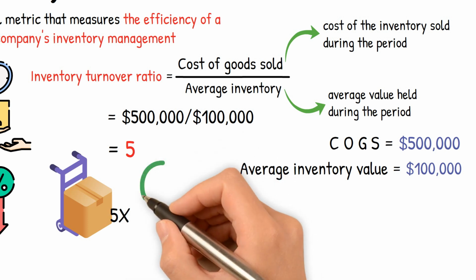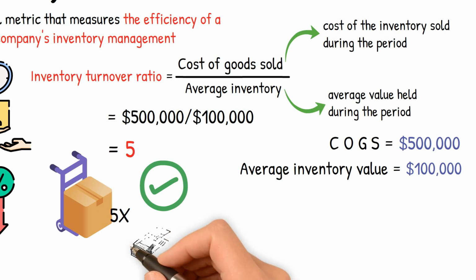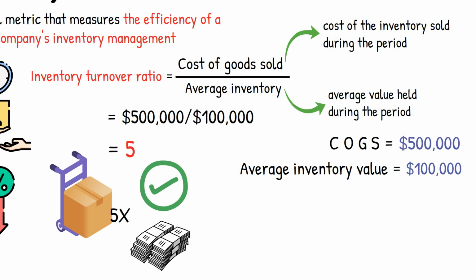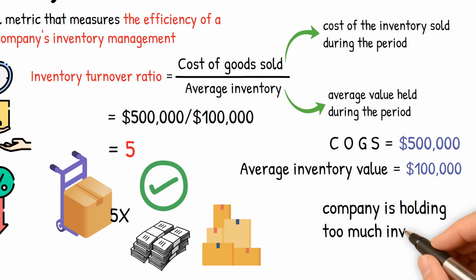A high inventory turnover ratio is generally considered favorable, indicating that a company effectively manages its inventory and generates revenue from its products. However, a very high inventory turnover ratio may suggest that a company needs more inventory to meet demand, which could result in lost sales. On the other hand, a low inventory turnover ratio may indicate that a company is holding too much inventory, which can tie up capital and lead to higher storage and handling costs.